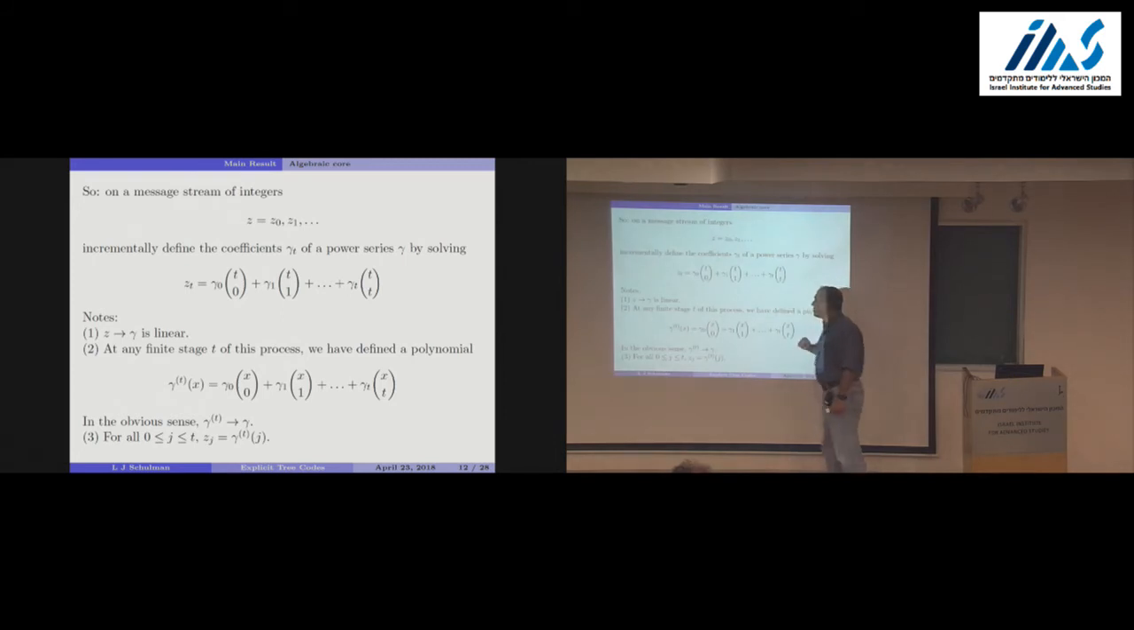I'll just say two things. First of all, this is certainly a linear mapping. It's just some interpolation theorem. Eventually, in the limit, what we're looking at is not a polynomial; it's some power series. But at any finite time, you have a polynomial, which I'll call gamma sup t, which is just this expansion up till t of this polynomial.